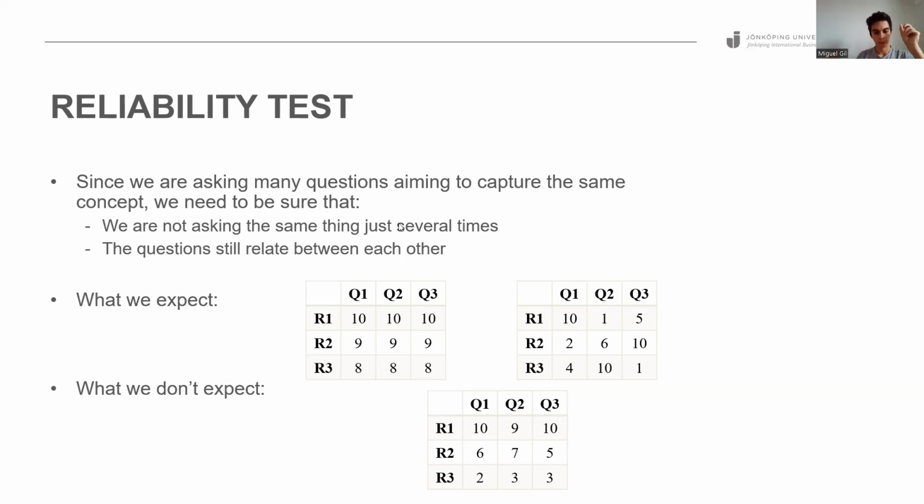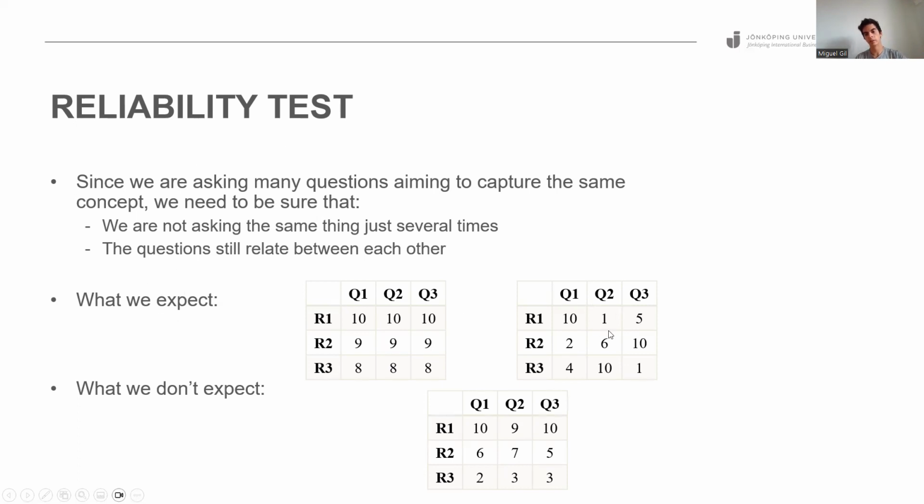What we don't expect, what we don't like, is to have responses like this, where respondent 1 answers exactly the same, 10, 10, 10. That's bad reliability, because it seems that the questions are asking the same thing, so the person answers exactly the same. So that's kind of a bad questionnaire. We don't want this. As I said, there is a typo in the presentation; it's actually the other way around and I need to fix it.